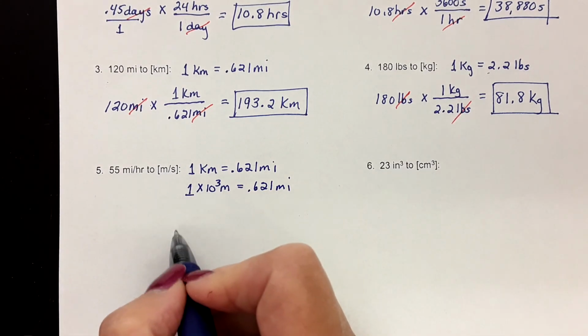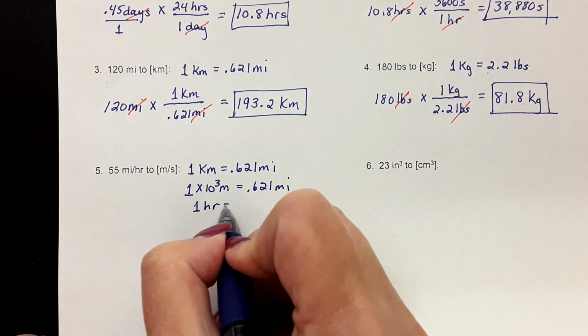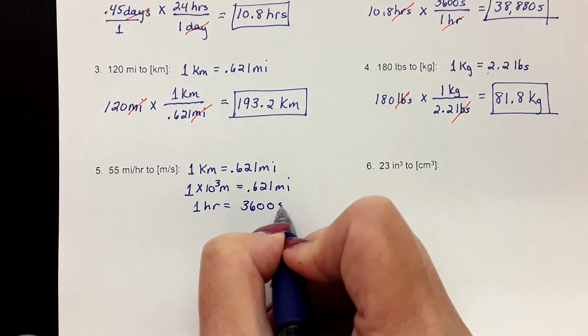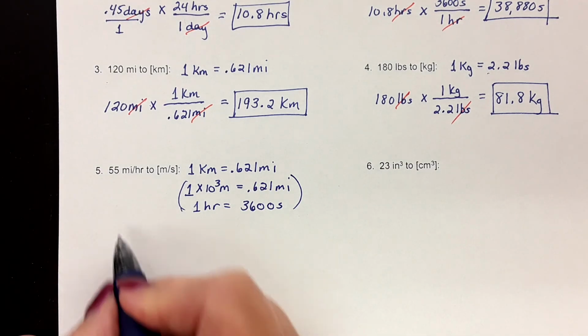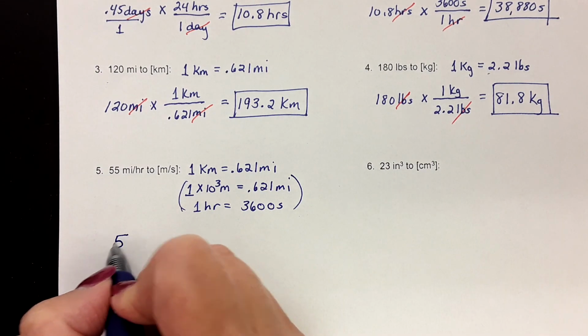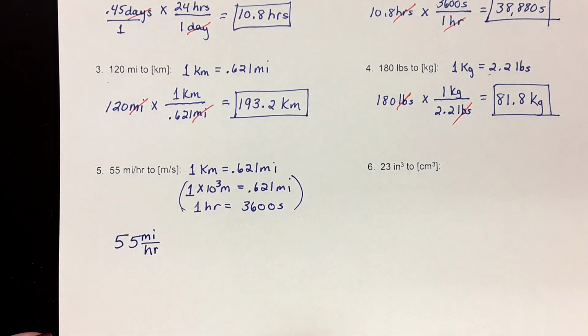Now, what about the time? We want to go from hours to seconds. Well, we also know that 1 hour is 3,600 seconds. So these are the two conversion factors we want to use. So here we go. Now look what we're going to do. 55 miles per hour. Okay?